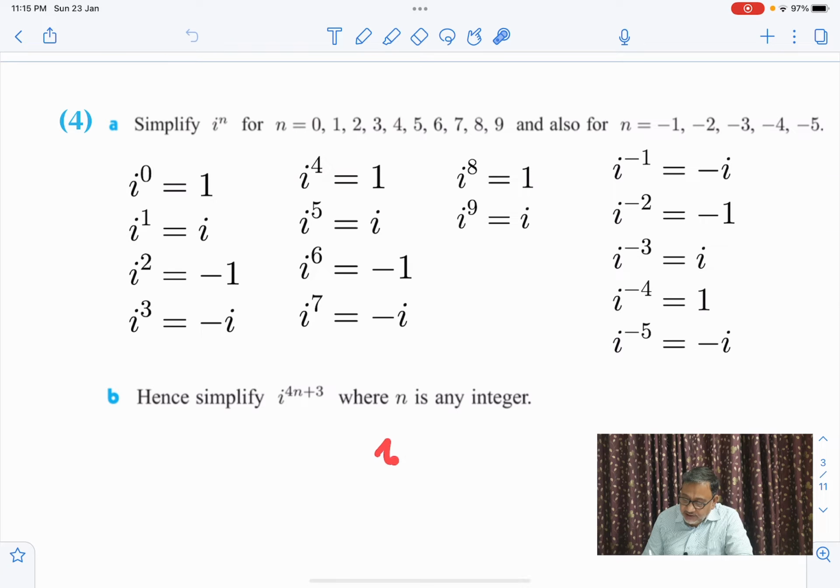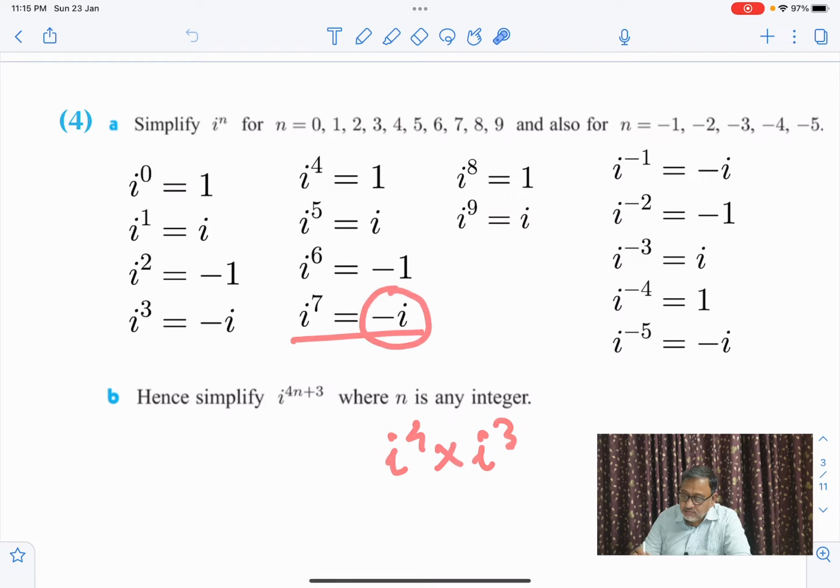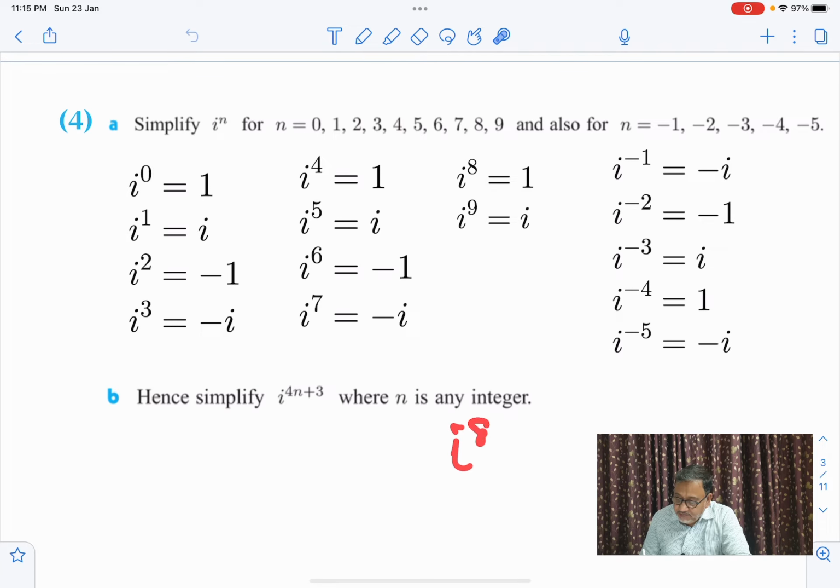Then i^5 is i^4 into i, so i^4 is 1, 1 into i is i. i^6 will be i^4 into i squared. i^4 is 1, i squared is minus 1, so therefore the answer is minus 1. i^7 is i^4 into i cubed. i^4 is 1 and i cubed is minus i, so therefore the answer is minus i. i to the power 8 becomes i to the power 4 bracket squared, and i to the power 4 is 1, so 1 squared is 1. So therefore i to the power 8 is 1. i to the power 9, I will write i to the power 4 squared, which will be 8, and 1 separate power of i. This is 1, so 1 into i is i.